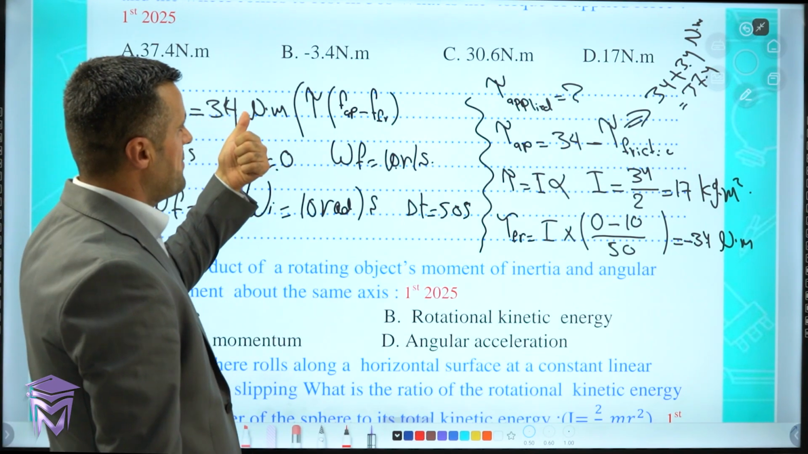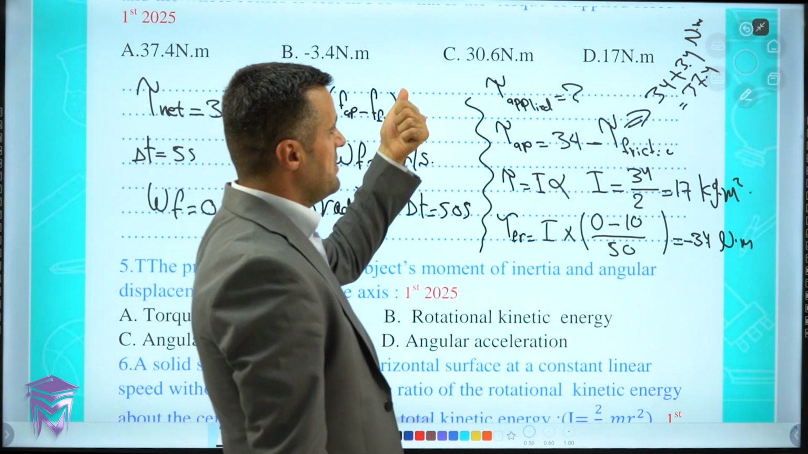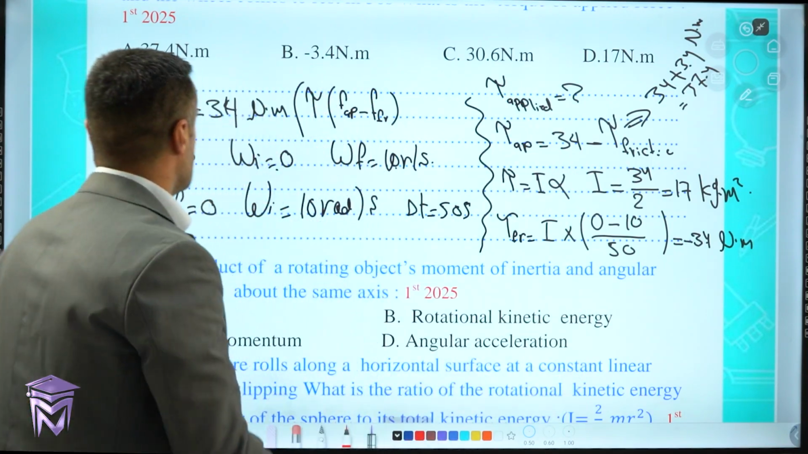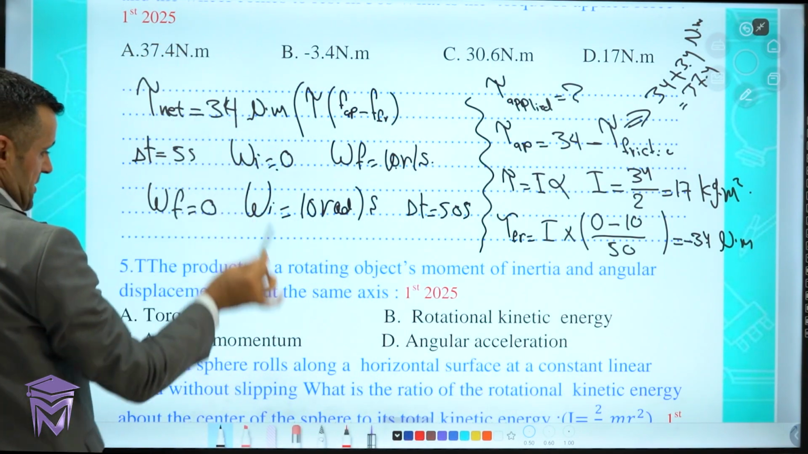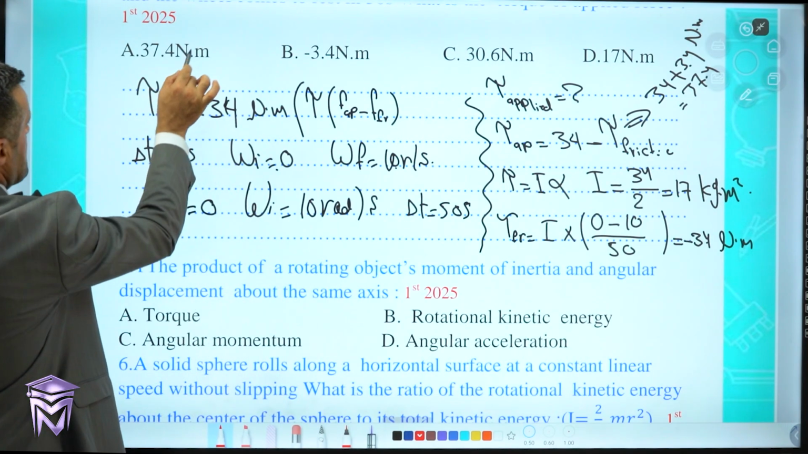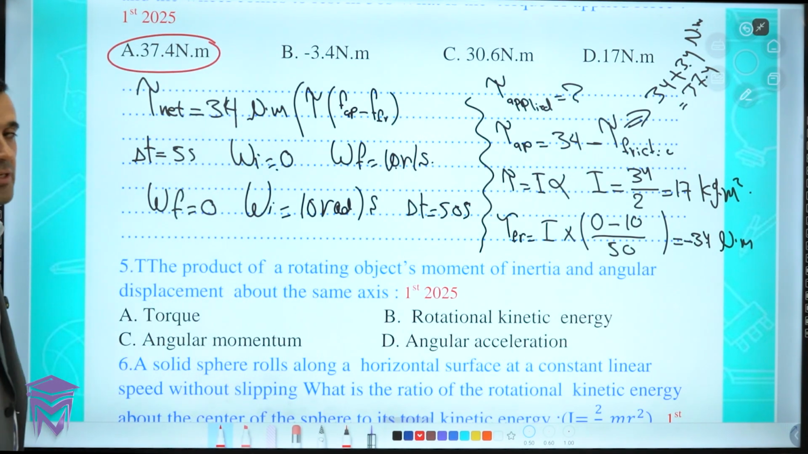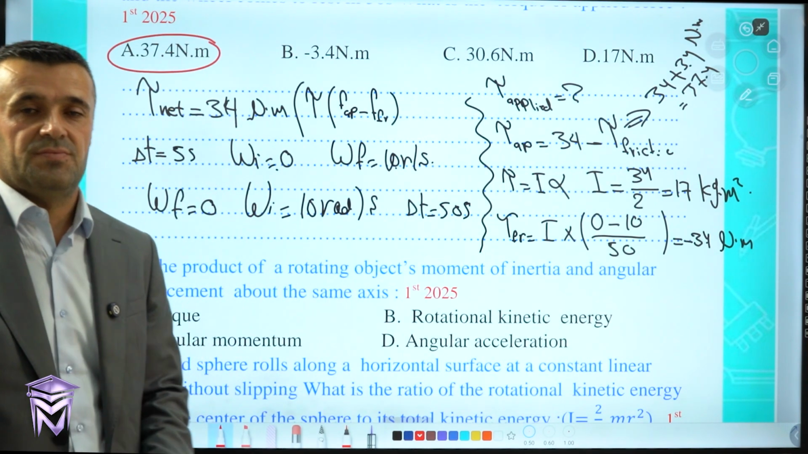B equals minus 3.4, it's wrong. C, it's wrong. D, it's wrong. The correct answer is option A. Thank you.